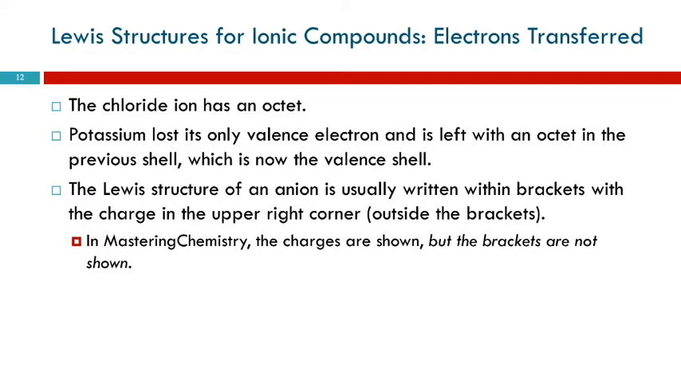Chloride ion has an octet. Potassium ion lost its only valence electron, but now it's got an octet in the previous shell. For anions, we usually write brackets with the charge on the outside. In Mastering Chemistry, they haven't figured out how to do that yet, and so there are no brackets. So when you do those homework problems, you can't do the brackets, so just be okay with it.